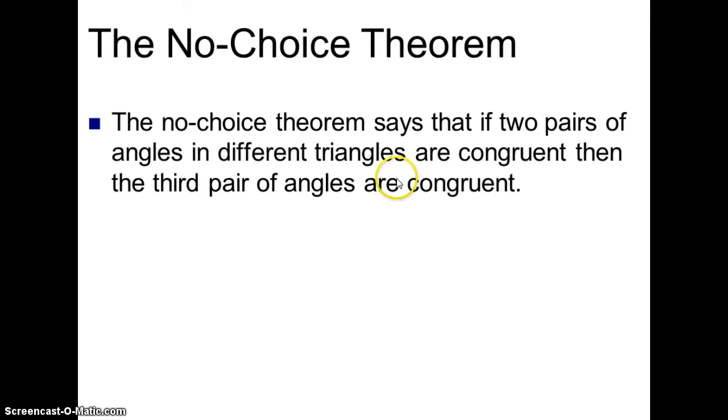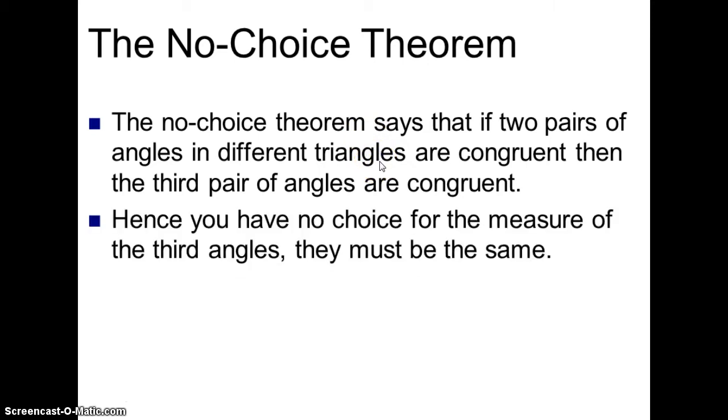And the no-choice theorem says that if you have two pairs of angles that are congruent in two different triangles, then the third pair of angles automatically have to be congruent. And we think about why that's true. Well, all the angles of a triangle have to add up to 180. So if the sum of the first two angles is the same, then if we're taking that away from 180, the third one's got to be the same as well. So basically, there is no choice for the measurement of the third angle. That's why it's called the no-choice theorem.